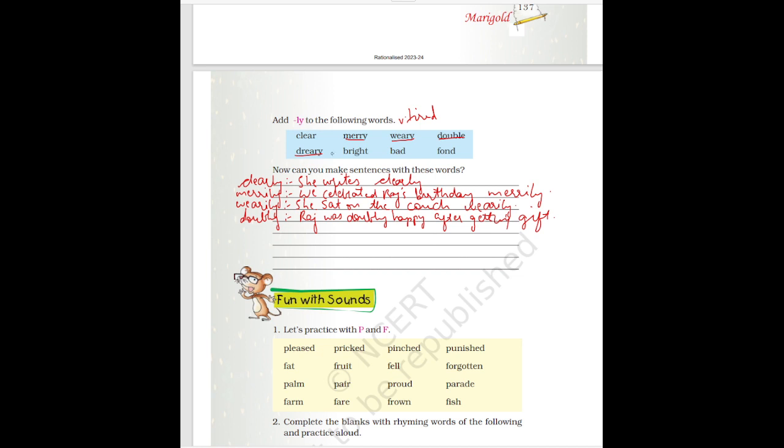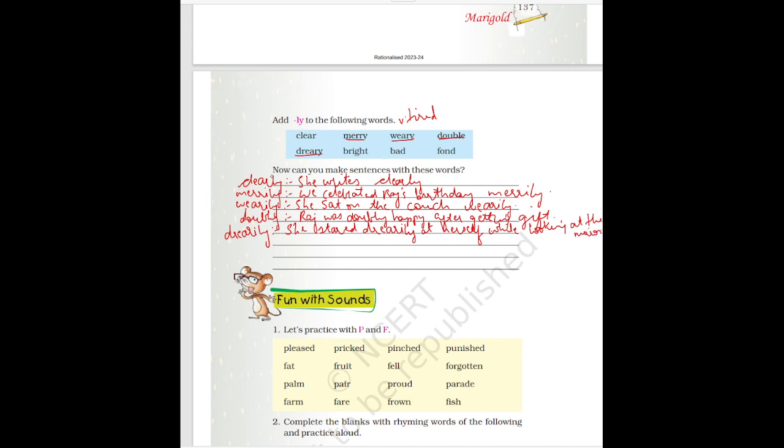Then drearily. Dreary will become drearily, D-R-E-A-R-I-L-Y. It means not so attractive and very boring. So what sentence can you make of drearily? You can write, she stared drearily, D-R-E-A-R-I-L-Y, at herself, H-E-R-S-E-L-F, while looking at the mirror.